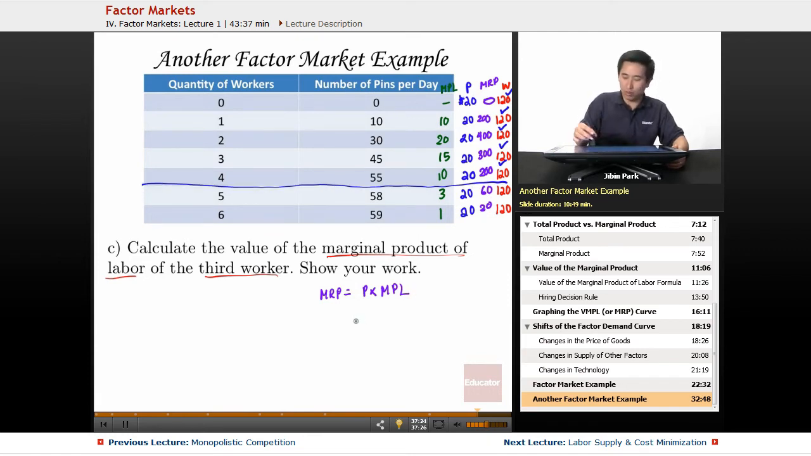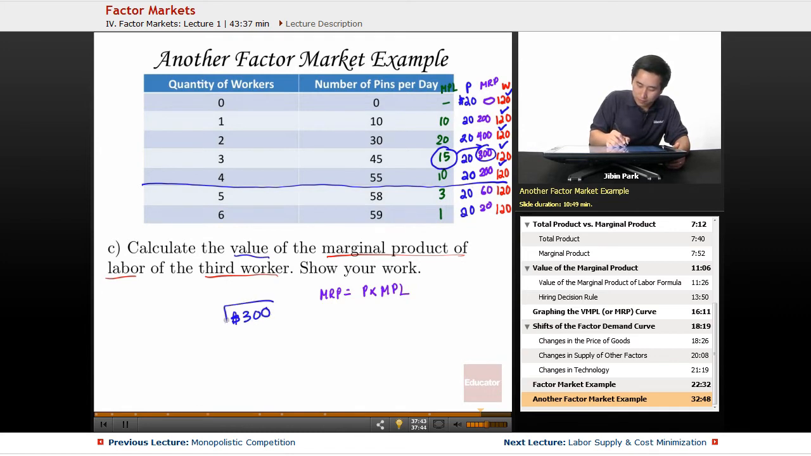Okay, so I showed a whole lot of work right here. What is the MPL of the third worker? The only thing that was required here, the third worker, is 15. So the answer is actually 15. The value of the marginal product of the worker would be 300. Again, I went ahead and drew the entire graph for this to get this. Again, it doesn't hurt to do that. But all you really have to do is find the value here. The MPL is 15 times 20 equals 300.